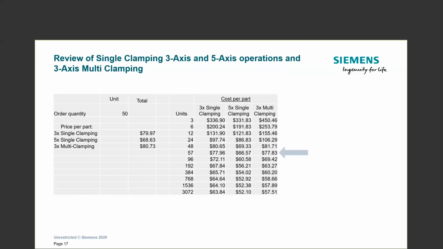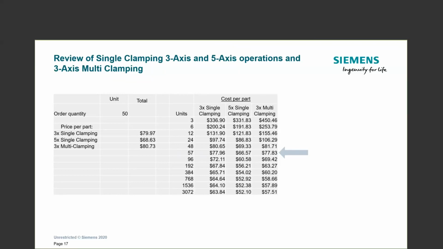Interesting. So that's my crossover where my multiple vices will be more beneficial or cost effective than a single vice on the 3-axis. Yeah. But looking at your numbers, it looks like the 5-axis wins even up to 3,072 units. Yeah. Huh. So you know, that's interesting.